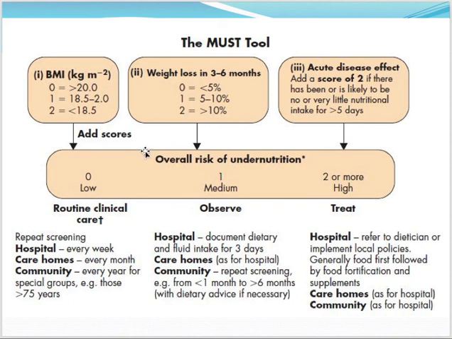Why is this important? If anyone has 0 score, just provide them with routine clinical care, and repeat screening in hospital every week, care homes every month, community every year for special groups, for example, those greater than 75 years.